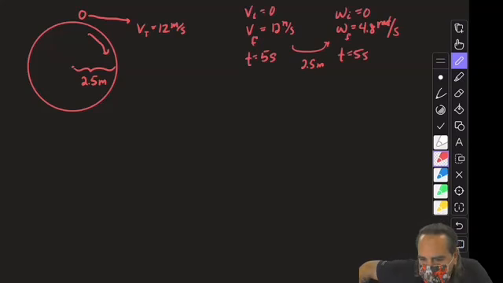What's next? What was the rotational speed of the merry-go-round when the child reaches its maximum speed? Got that. What is the linear acceleration of the child? That'd be finding a over here. 12 divided by 5, you can do it.